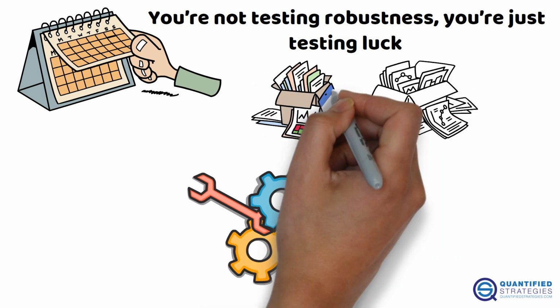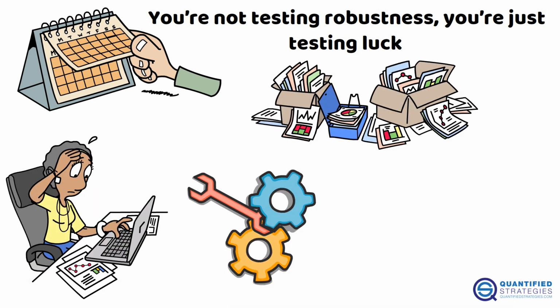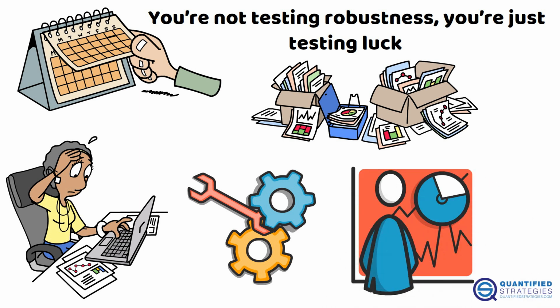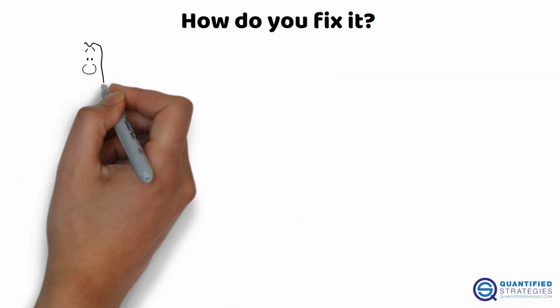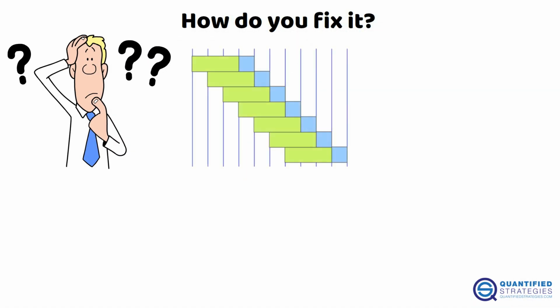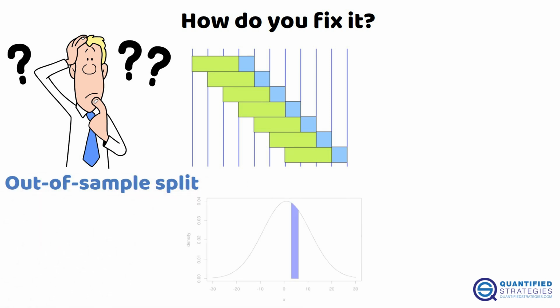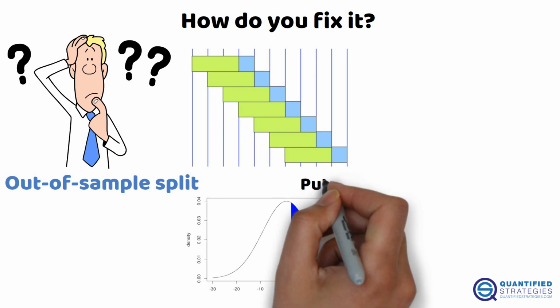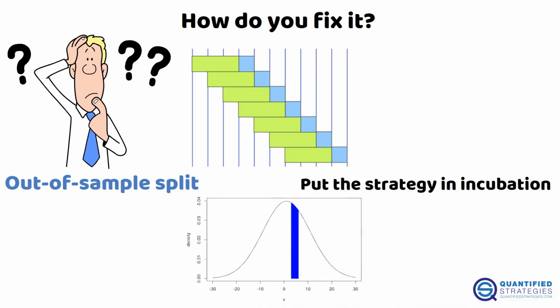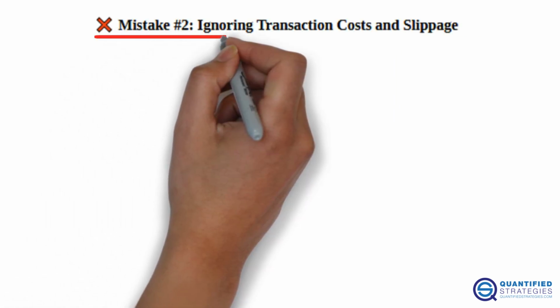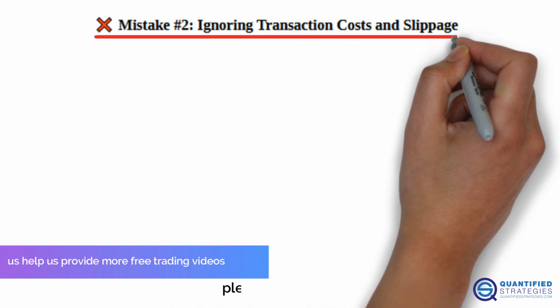You're not testing robustness, you're just testing luck. And when you use recent data as your test set, you're actually removing the most relevant info, right when markets are changing fast. How do you fix it? You can use walk-forward optimization because it's more robust than a single out-of-sample split. Or you can run Monte Carlo simulations to test randomness. But most importantly is to put the strategy in incubation, a live demo account, for months, ideally at least a year.